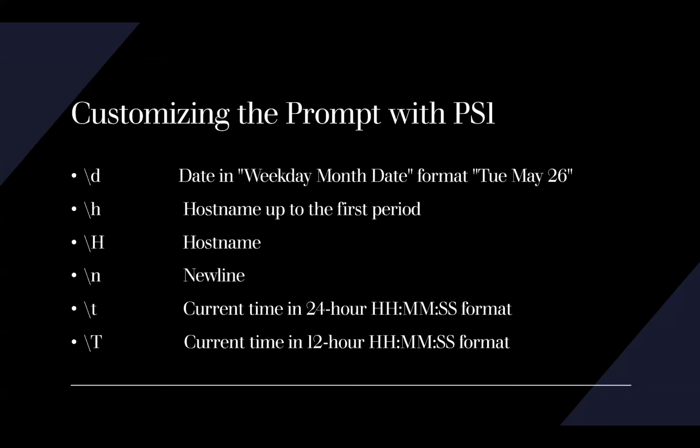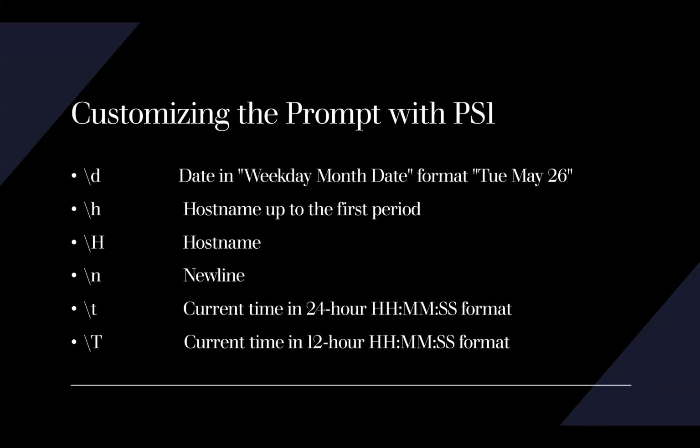Since Bash is the most popular default shell for user accounts on Linux systems, these are some of the most commonly used formatting string options for Bash. Here, \d will give you the date in weekday, month, date format, and \h will give you the host name up to the first dot, or the short host name, and \H will give you the fully qualified domain name of the server, and \n will give you a new line so you can have a multi-line prompt.